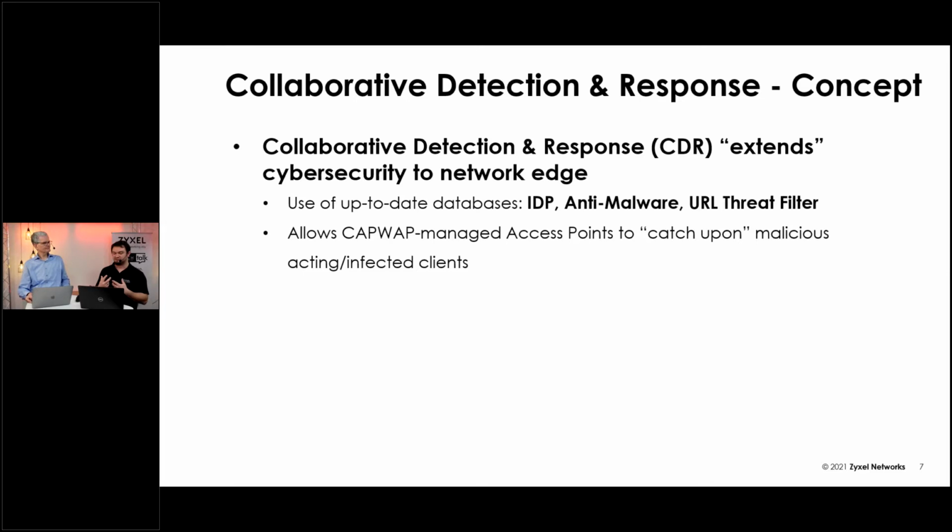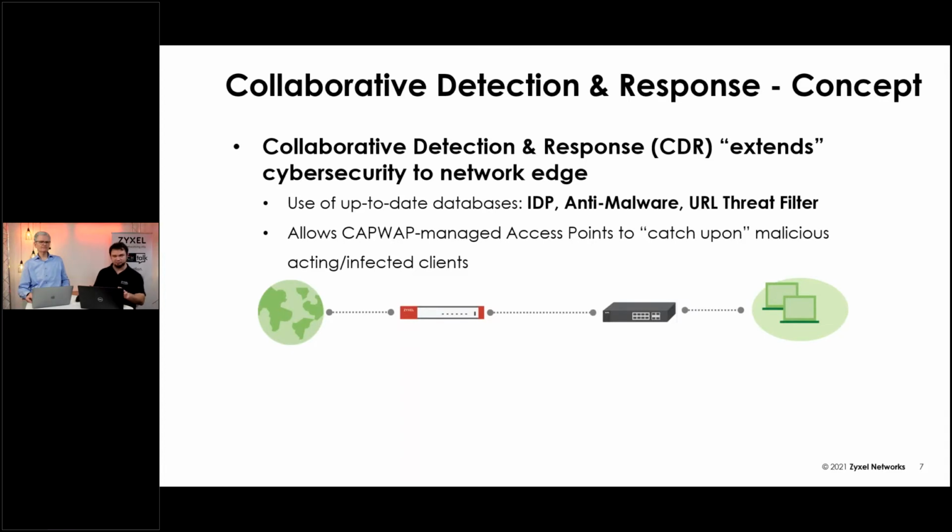What we are using in order to recognize whether or not we are in such a detecting state: collaborative detection and response means we're collaborating, access points and firewalls, and we are responding to it by doing certain actions. And we do that based on IDP profiles, anti-malware, and the URL threat filter. As said before, this acts together with CapWeb managed access points, and they catch malicious acting or infected clients.